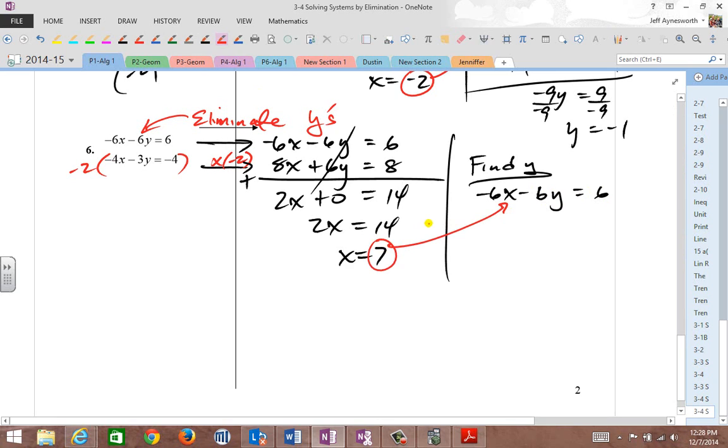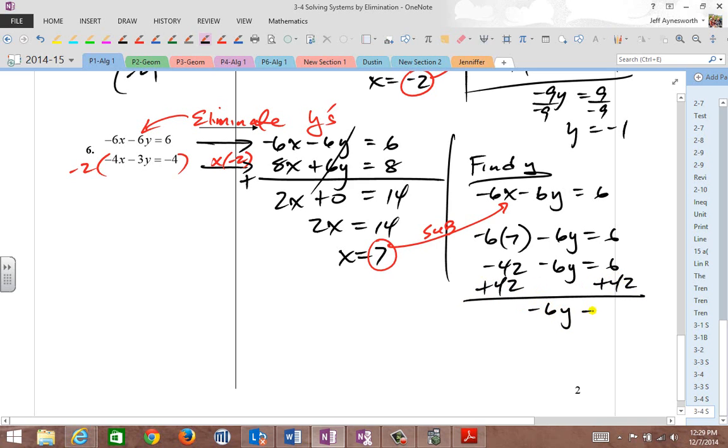So you got to substitute in for x here. Why? Because it's equal to x, right? So you get negative 6 times whatever x is, which is 7, minus 6y equals 6. That gives us negative 42 minus 6y equals 6. Add the opposite. You get negative 6y equals 48. And after you divide by negative 6, you get y equals negative 8. So the solution on this one is 7 comma negative 8.